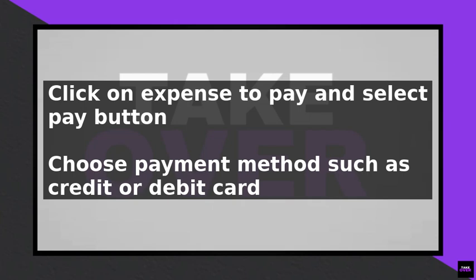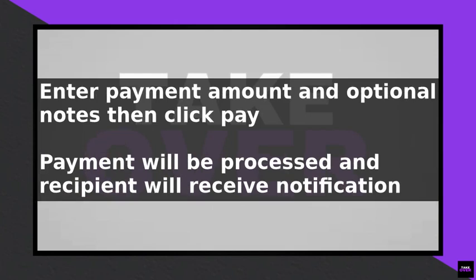Next, click on the expense you want to pay and select the Pay button. You will then be prompted to choose the payment method you want to use, such as a credit or debit card, or a payment service like PayPal. Enter the payment amount and any optional notes. Then click the Pay button to complete the payment. The payment will be processed and the recipient will receive a notification that they have been paid.